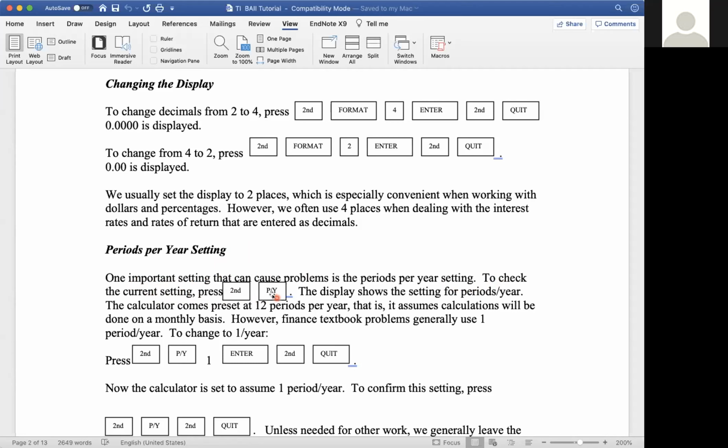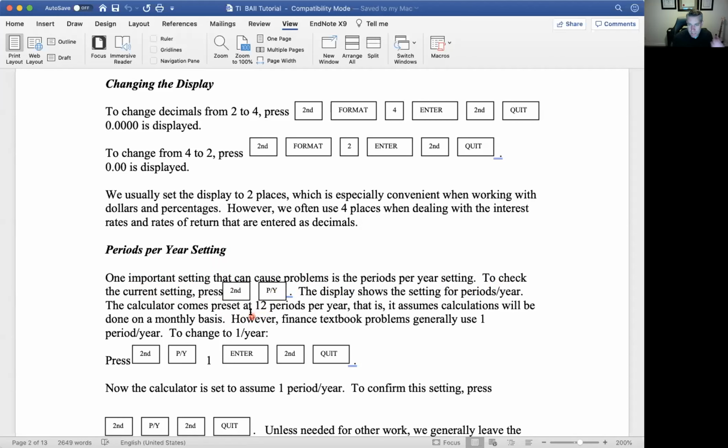The P over Y button is the one that is white, that has the I over Y. So if you hit second P over Y, the display shows the setting for periods. The calculator comes preset at 12 periods, but we don't want it set at 12 periods. We want it set for 1 period.